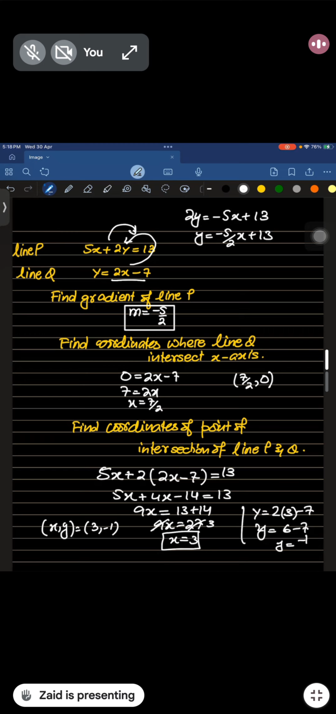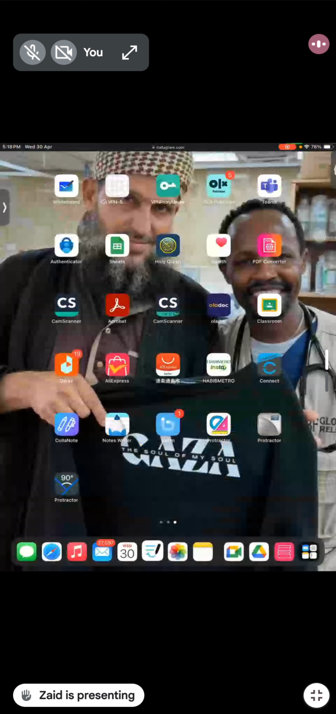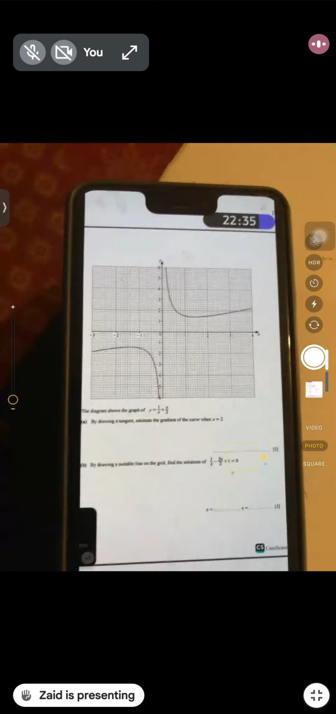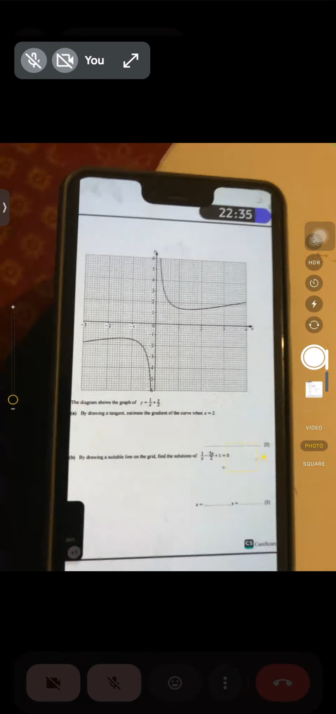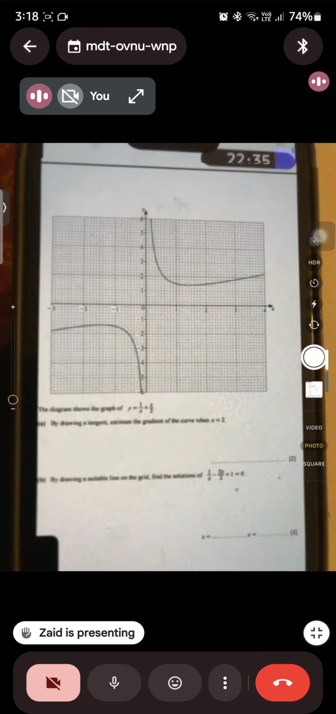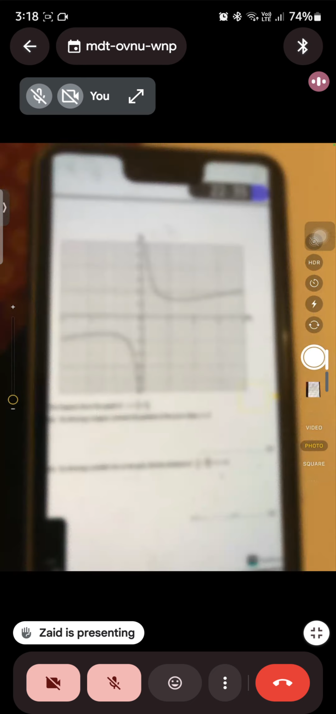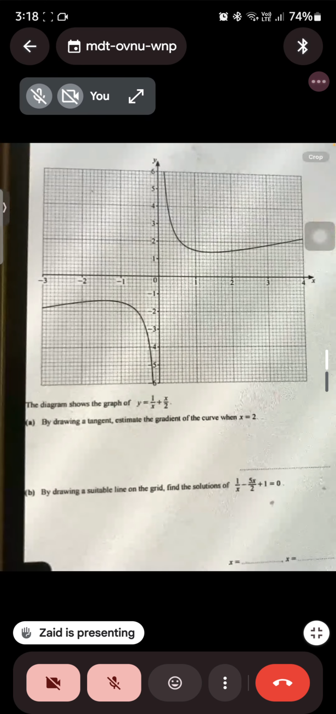Okay. Now let's come to this one. This culprit. Three marker, but the working is for 5 marks. Okay. This is a bit different from the other questions. Okay, so let's try this one.